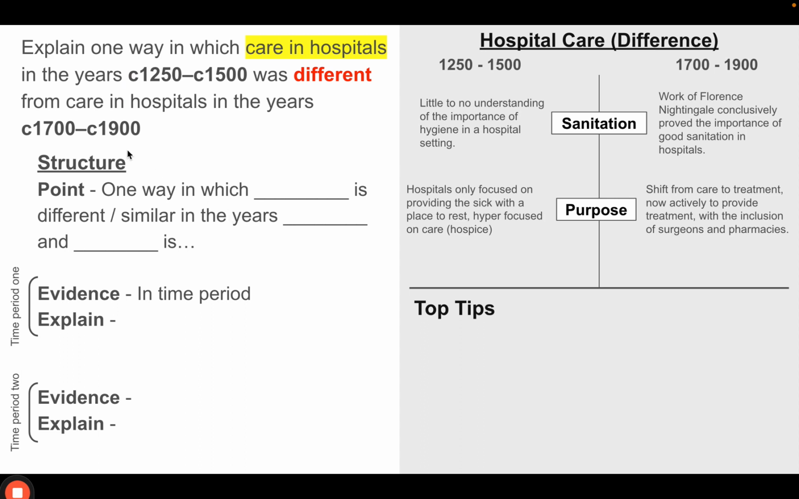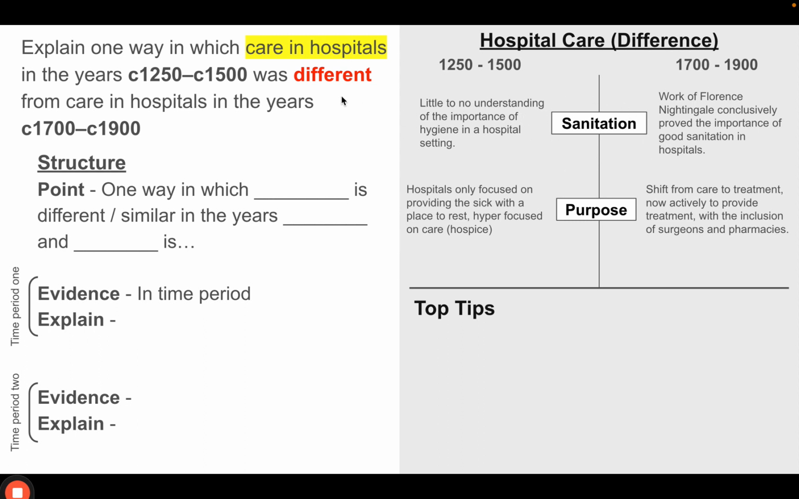And to move on to a second question: explain one way in which care in hospitals in the years 1250 to 1500 was different from care in hospitals in the years 1700 to 1900. Now, of all of the questions that we've gone through, I would say this question is the kindest, because it's clearly addressing two whole date ranges, and it's not really trying to trip you up as much as the other two. But you may not be that lucky when you get in the exam hall.